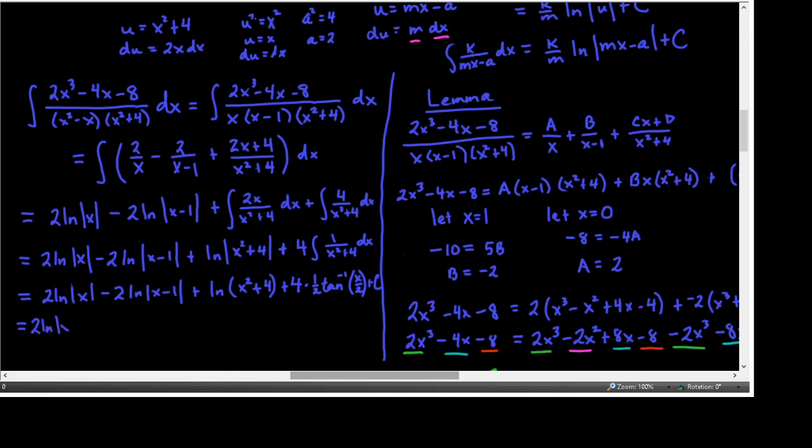So our final answer, the first part of which we've carried down because it's been done for a while, is 2 ln of the absolute value of x minus 2 ln of the absolute value of x minus 1 plus the ln of the quantity x squared plus 4 plus 2 inverse tangent of x over 2 plus c, which is our final answer for that one.